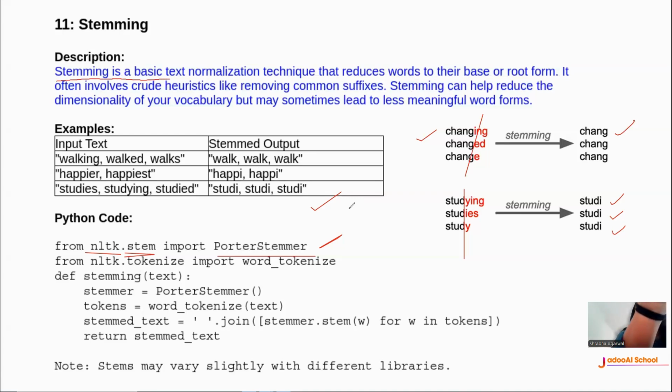Stemming is a text normalization technique that reduces a word to its base or root form, but it involves crude heuristics. So it's very brute, right? And it can reduce the dimensionality of your vocabulary. That means this is helpful if you have low computation, if you really do not care about accuracy, but you have very, very poor computation.